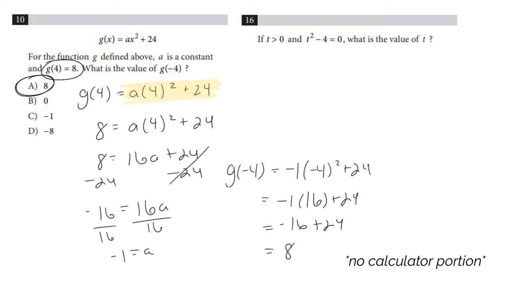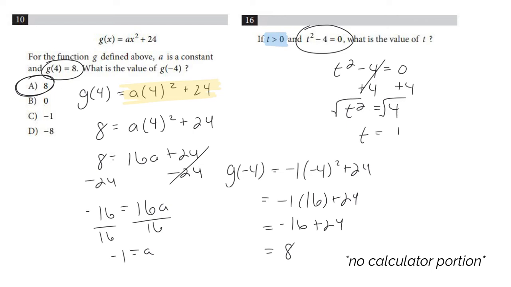On number 16, this is actually a solving by square roots problem. You just took a test that could have had this question on it. The difference is it has this part where it says if t is greater than 0. So we know that when we solve by square roots, our goal is to get the squared term by itself. And then I can take the square root.